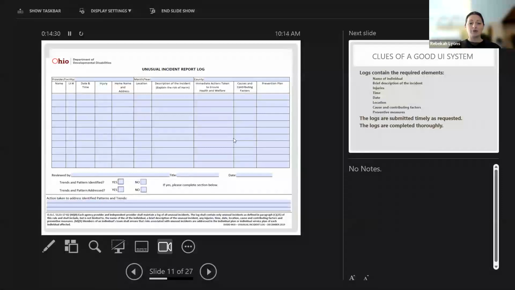The home name and address, if you only serve one person, you only have one home, it's fine to put that at the top and arrow down. Sorry, I use my hands a lot. I noticed that just now. I'll try to hold that in. So it's fine to put one home address and arrow down. If you serve multiple addresses, you do want to separate that out.